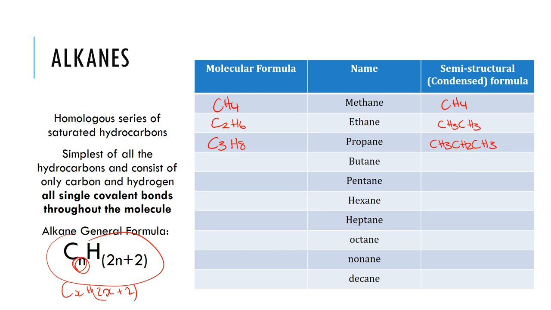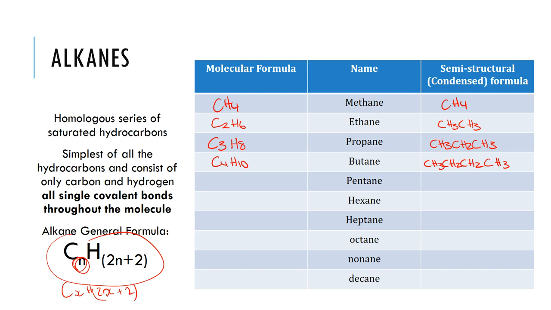Let's have a look at butane. C4, H2n+2 is H10. I'm now going to have CH3, and I'm going to insert another CH2 group. So I've got CH3, CH2, CH2, CH3. Hopefully you can see the trend that is appearing here, and I want you to have a go at filling in the rest of the table. You can do that one, and I'll do decane down the end here.